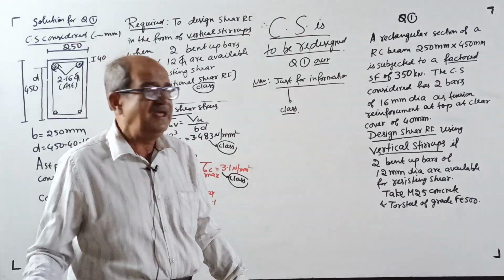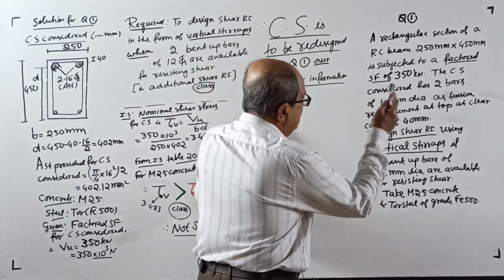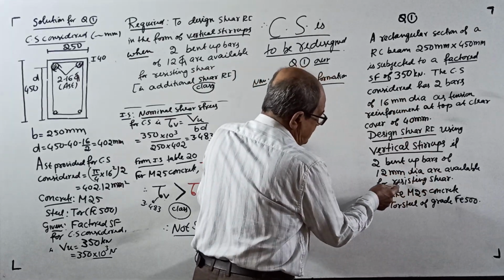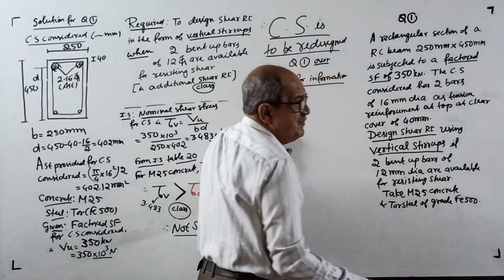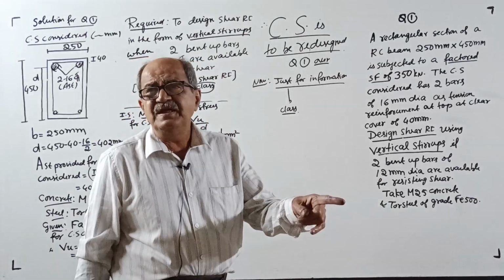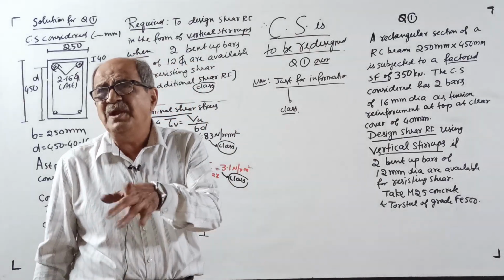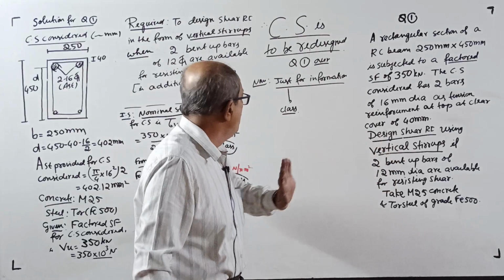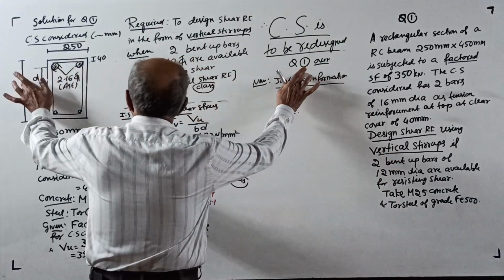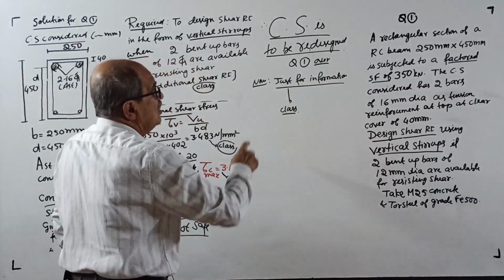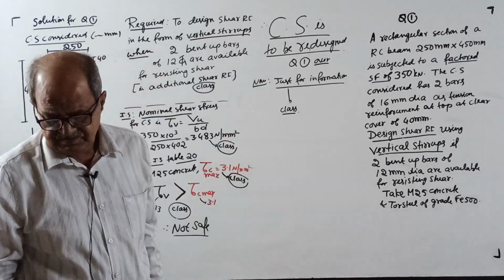Collapse means collapse only. So, I told you this: the bent up bar will come into picture only when you write that shear reinforcement is required to be designed. Then you use this strength. Therefore, question 1 is completely over. I will go to question 2 now.